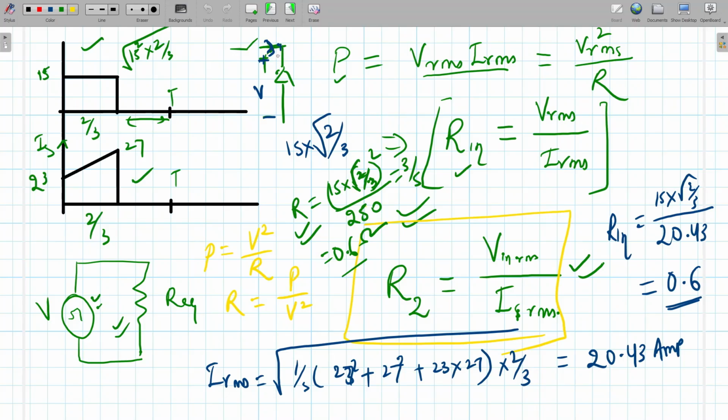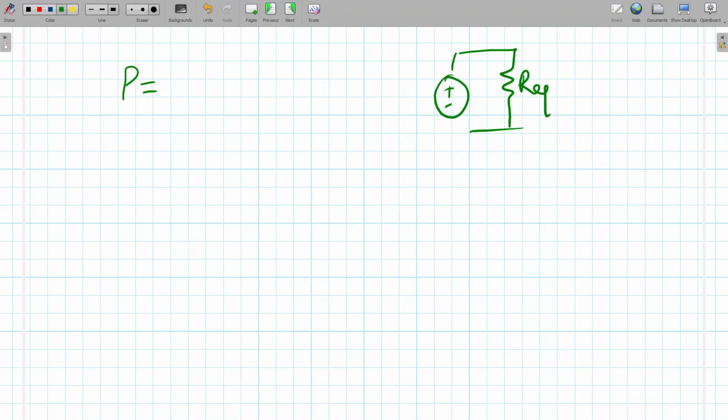Sir, from this R2 is less than R1, sir. Yes, it will be. See, power only we have to balance out. One second, I'll write the power equation. So P is equal to that equivalent resistance should draw the same amount of power. Here, what is the voltage source across that point? Voltage source is a pulse. Across the diode, voltage is not 15. So this is available for 2 by 3 of the time. So what will be the power? Power will be V square by R equivalent.